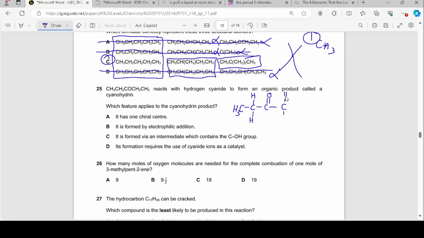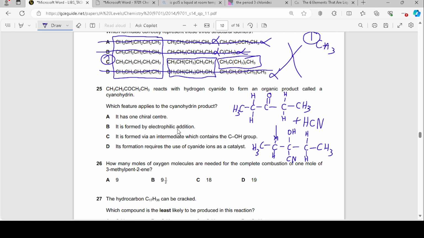Okay. So I've drawn this molecule out and it reacts with hydrogen cyanide. And now this is nucleophilic addition, a classic case of nucleophilic addition. You have a ketone and you have hydrogen cyanide to form an organic product, sorry, called a cyanohydrin. Which feature applies to the cyanohydrin product? Now this nucleophilic addition gives you the product CH3, CH2, COH, CN, CH2. If I remember correctly, this is a product that you get. CH3, and yeah, I do realize that I accidentally wrote CH2 there. It should be CH3.